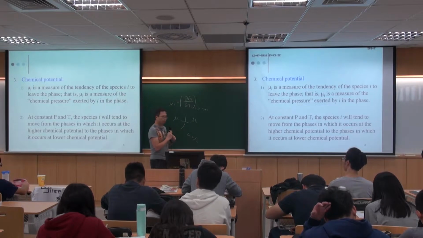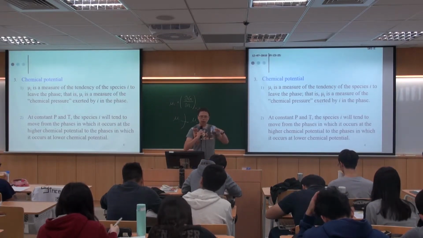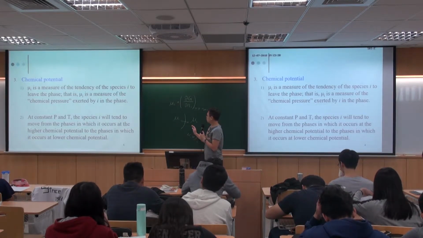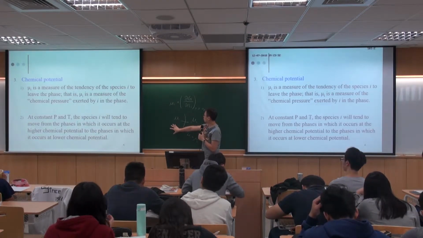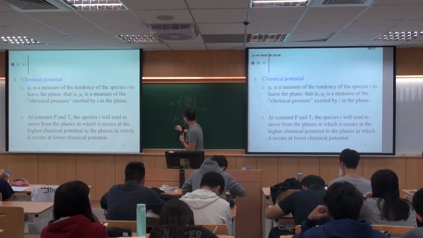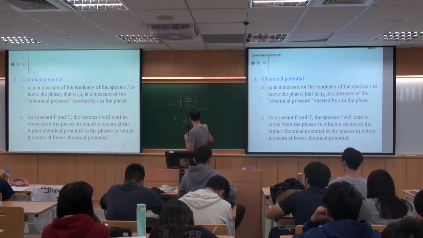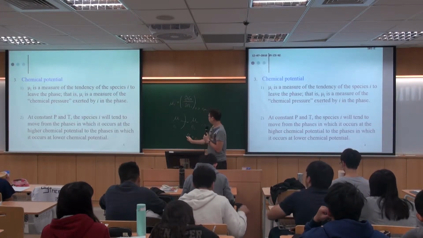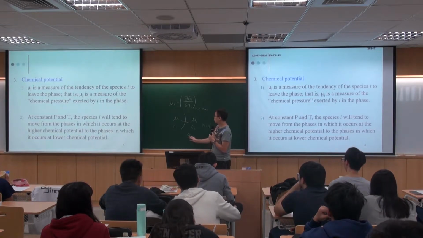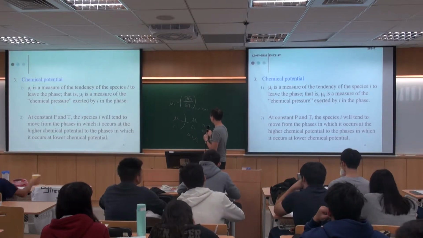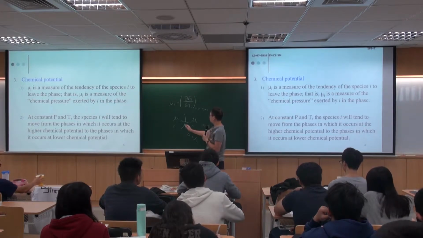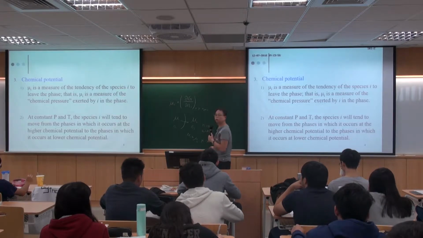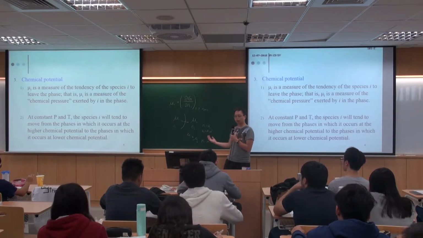Okay? And that is related to the relative numbers of particles on both sides. So at the beginning, maybe you have more particles over here, so you have N_1 greater than N_2, but eventually, depending on your chemical potential, maybe you'll have N_1 less than N_2. And then you have mu_1 equals mu_2. And that is when the equilibrium is reached.